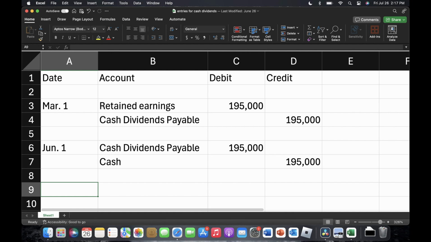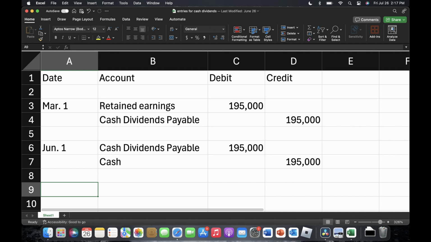First, for the entry for the declaration, put the date of the declaration of the dividend, which would be March 1st in this example. Then you put the two accounts that are being affected, which is the retained earnings account and the cash dividends payable account. The retained earnings account goes on top because it is being debited. This account is debited for $195,000. The cash dividends payable account goes on the bottom because it is a liability that is increasing and is therefore being credited. This account is credited for $195,000, an equal amount to the debit for retained earnings.